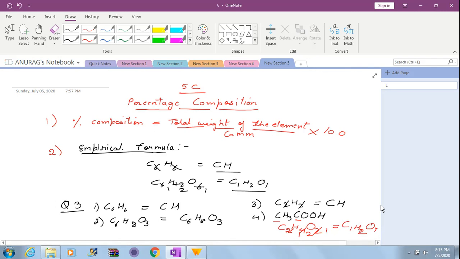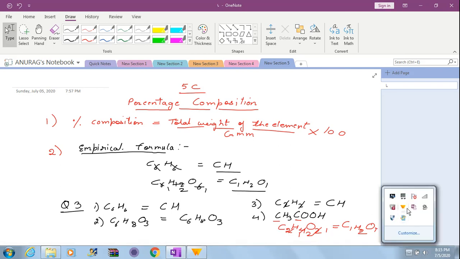Right? So this is what we say as empirical formula. I hope it's clear to everyone. The question is clear. So you have to practice this in this way, that how to calculate the formula.